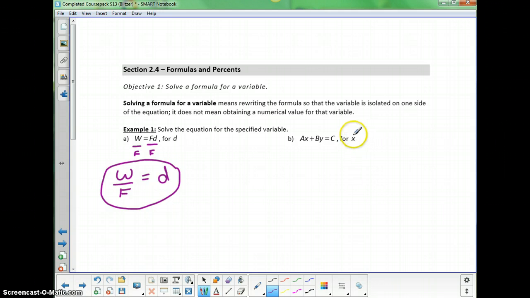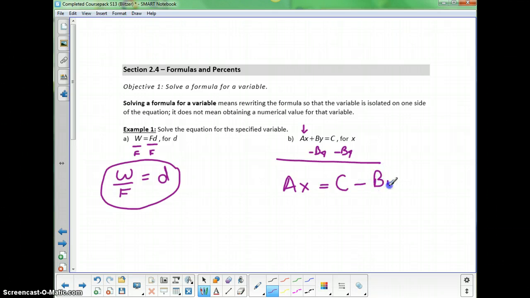We want to solve this formula for x. So I've got ax plus by equals c. I know the x is in this term, which means I want to subtract this one away, move it to the other side. It's positive, so I'm going to use subtraction, minus by from both sides. Okay, so ax equals c minus by. Can't be simplified, just write c minus by.